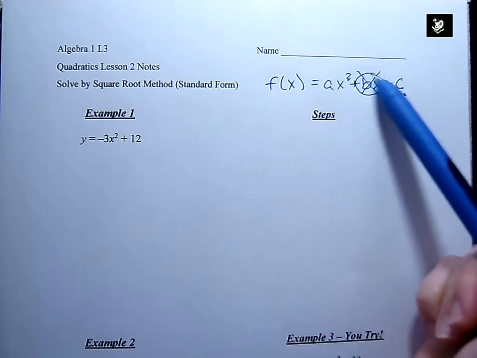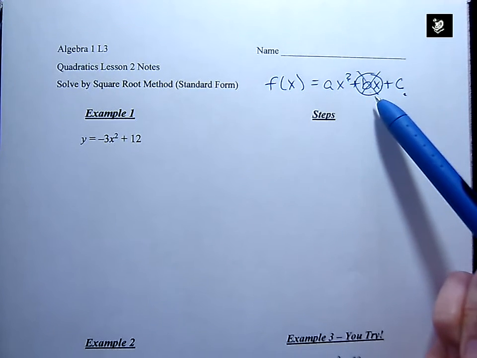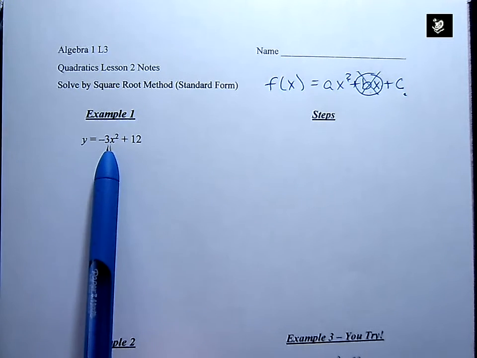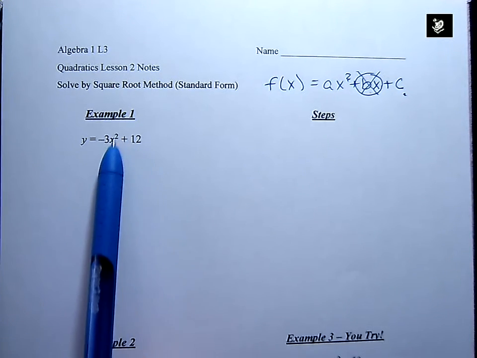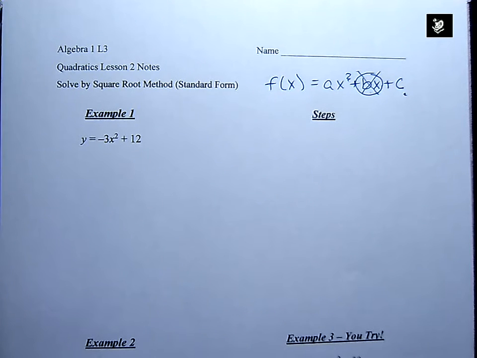All we have is something being squared and a constant. If we have this bx term, then we're going to have to use a different method, which we're going to learn about in the next few weeks. So you'll notice in that first equation that I gave you, we've got our x squared and we've got our constant. There's no term in the middle that has an x alone. So I'm going to take you through example 1, the steps for solving in standard form, and then I'll have you try a couple examples on your own.